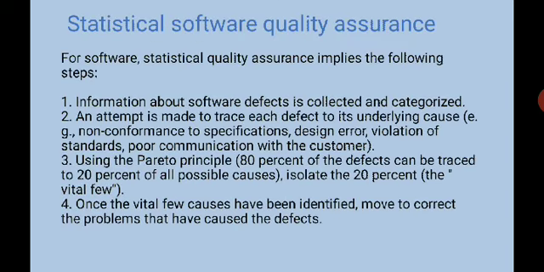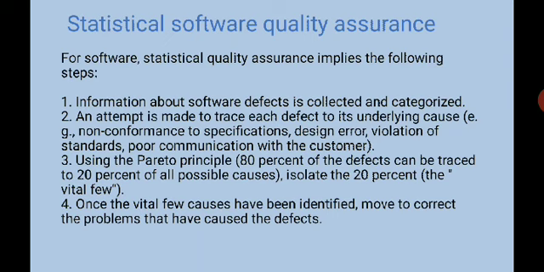First we come to statistical software quality assurance. For software, statistical quality assurance implies the following steps. Step number 1: information about software defects is collected and categorized, right? So whatever defects are occurring in the system, you collect them in one place and keep on categorizing them. 2: an attempt is made to trace each defect to its underlying cause. So after identifying the defect, you try to find out the cause.